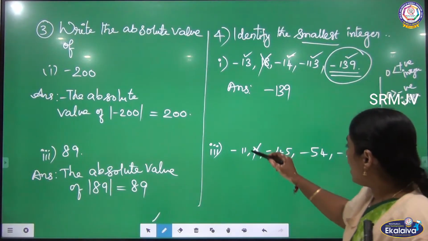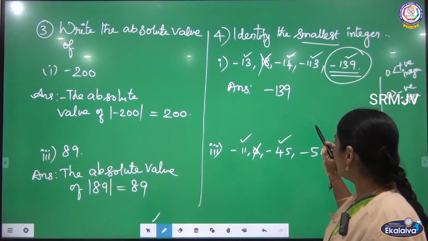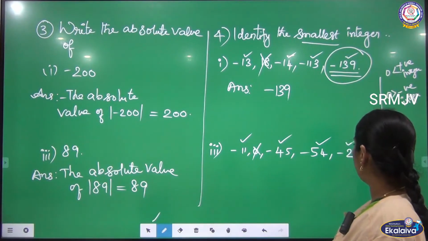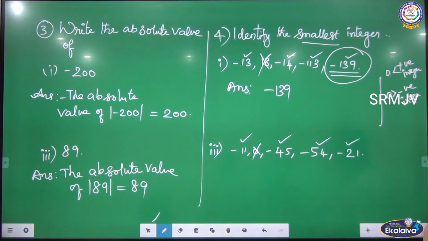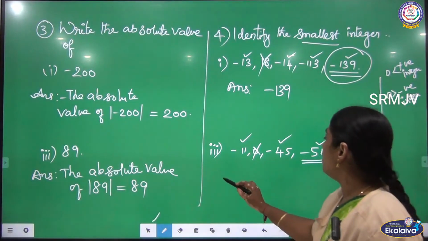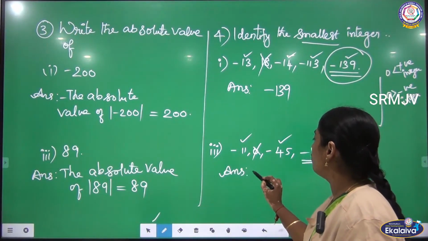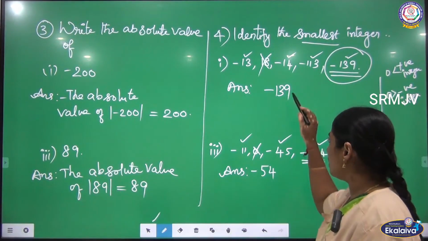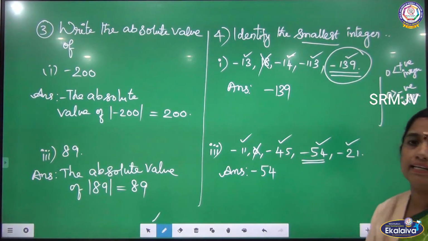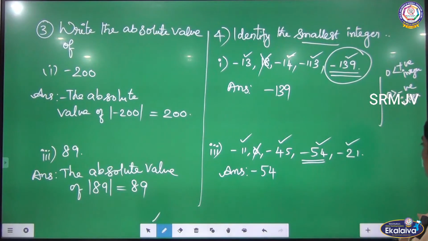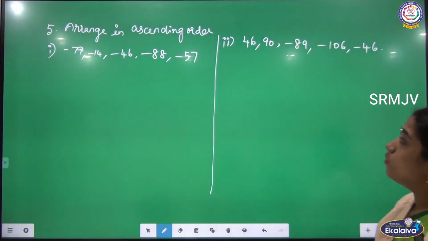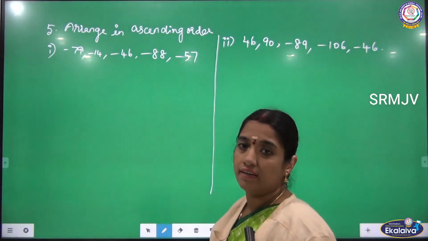Okay. Now I am going to find out the smallest among minus 11, minus 45, minus 54, minus 21. So which is the smallest here? The smallest number is minus 54. So the smallest integer is what? Minus 54. See, once you are thorough in this concept, ascending and descending is very easy for you, children. So be thorough in this concept.